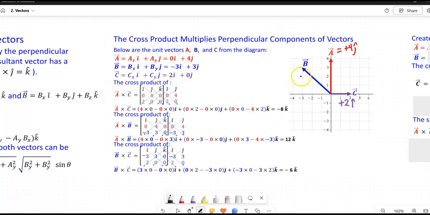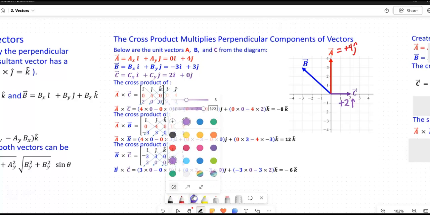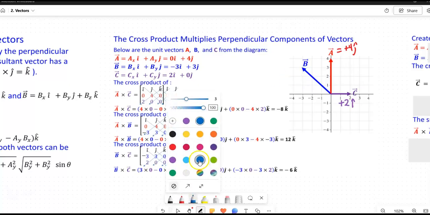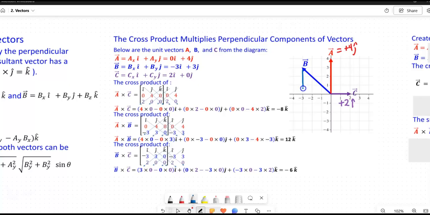Let's do A times B. Now, if you look at A times B, again, we're going to try to figure out what the answer should be before we do any math. This B vector, which should be blue, in the y direction, again, is going to be positive 3, right? In the y direction. But the x direction vector is going to be negative 3.